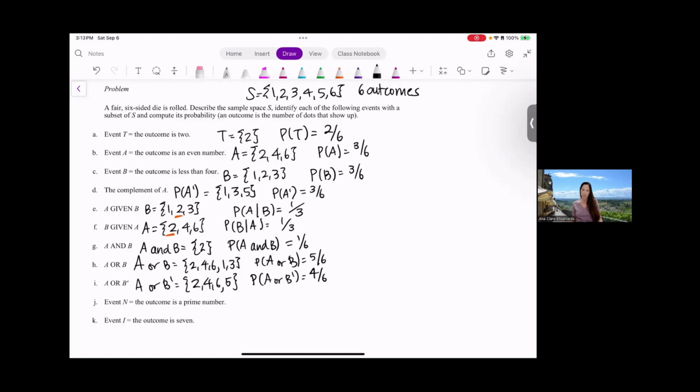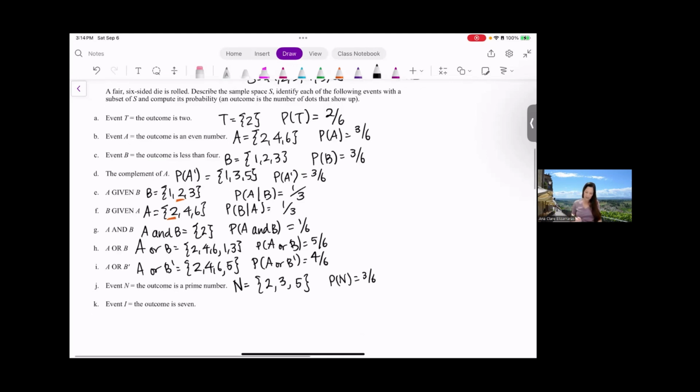N is the outcome is a prime number. Well, you need to know what a prime number is to be able to answer this question. A prime number is divisible by only 1 and itself, which means that 1 is not a prime number. 2 is a prime number. It's the only even one. 3 is a prime number. 4 is not a prime number because it's divisible by 2. 5 is a prime number, and 6 is divisible by 2, so it's not prime. And that is 3 out of my total 6 outcomes.